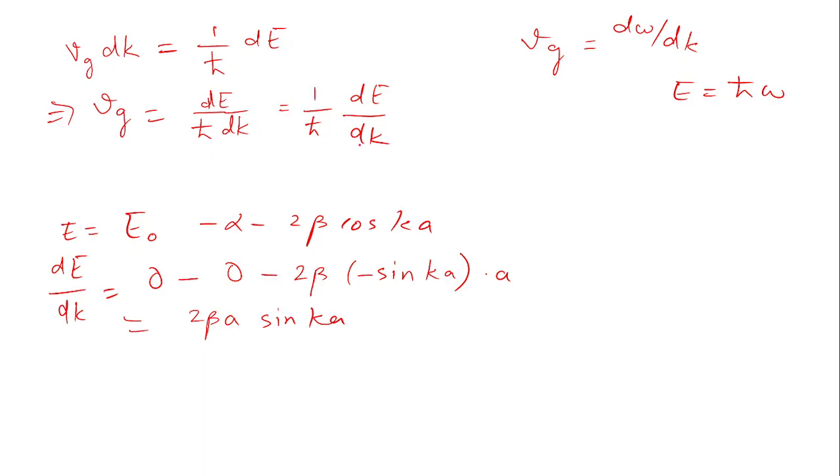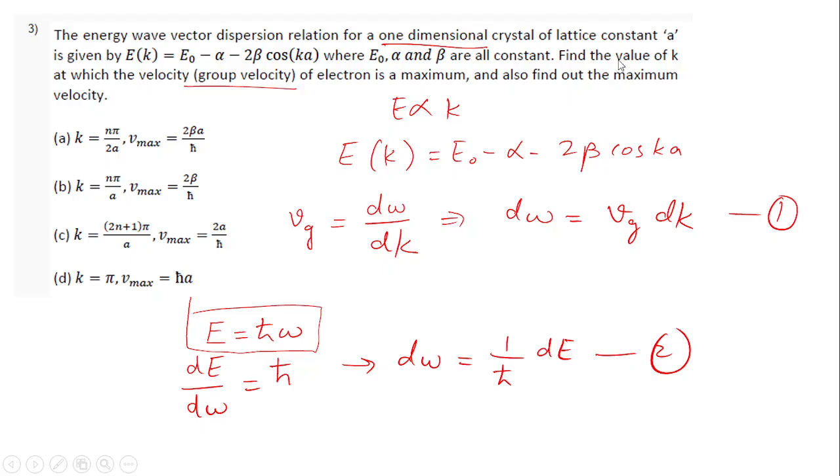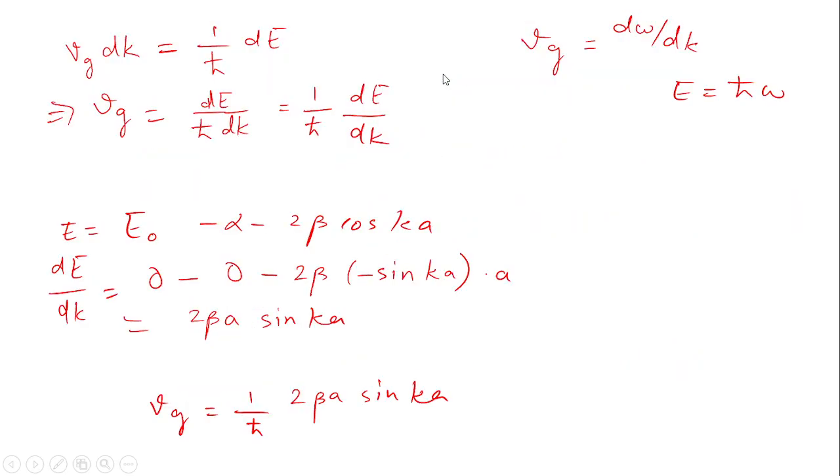So this group velocity expression, when we substitute dE by dk here, group velocity will be 1 over h bar 2 beta a sine ka. Okay. Now we were asked, we have to find out the value of k when the group velocity of the electron is maximum. Now group velocity value is this. When will this group velocity value be maximum? For this to be maximum, the expression here should be maximum.